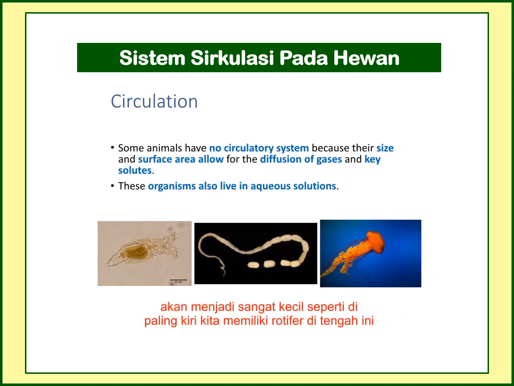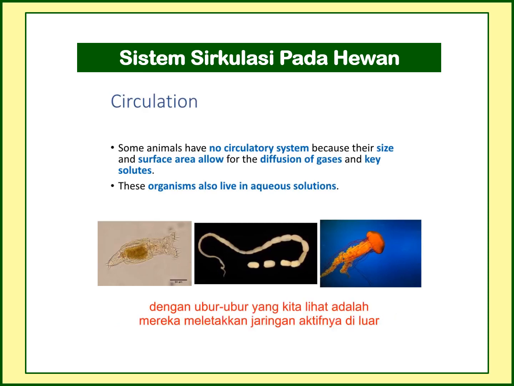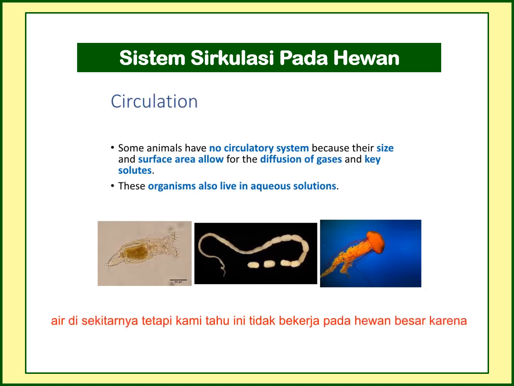So these are going to be very small, like on the far left we have a rotifer, in the middle this is a tapeworm, and then on the right is a jellyfish. The rotifers are very small, you can see the tapeworms are thin and flat, and with the jellyfish, what we see is that they put their active tissues on the outside of their body, allowing them to directly interact with the surrounding water.